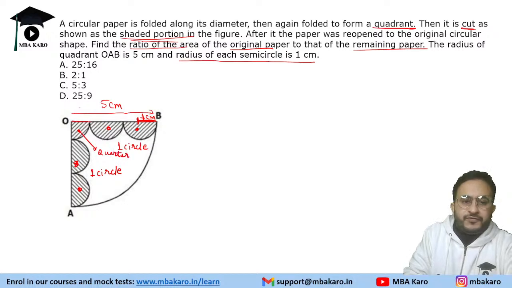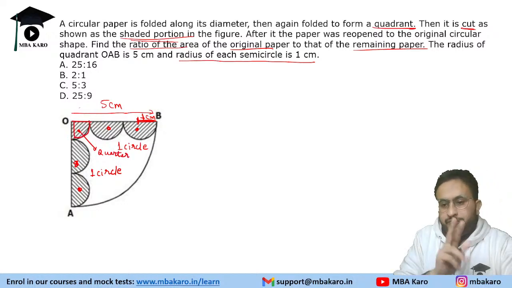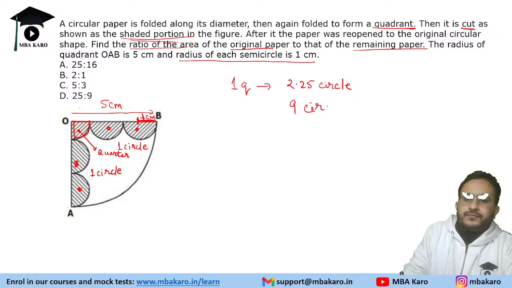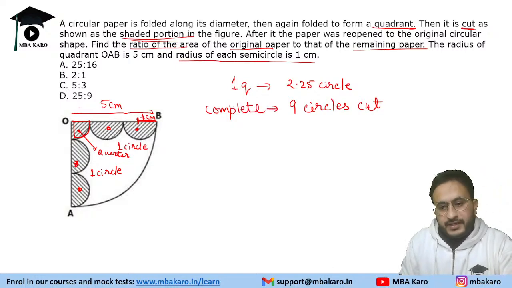Isn't it 1/4 of a circle? So from one quadrant, how much are we cutting? We are cutting 2.25 circles. Okay. In the complete circle, from this complete paper, 9 circles will be cut, right?